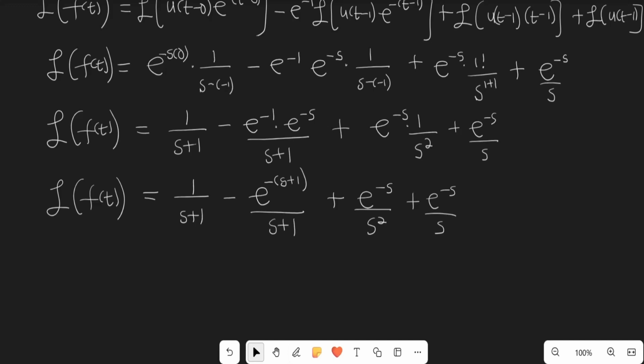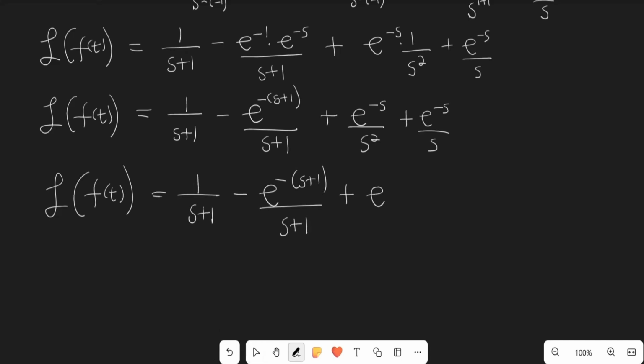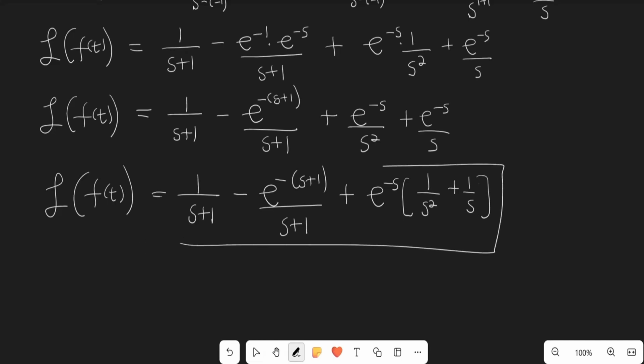Alright, so we can just do some simple factorization and then we will be done with it. So the Laplace transform of this one is going to be 1 over s plus 1 minus e to the negative (s plus 1) all over s plus 1, plus, we can factorize e to the negative s out, and now we are left with 1 over s squared plus 1 over s, like this. And this one is the Laplace transform of our last unit step function.